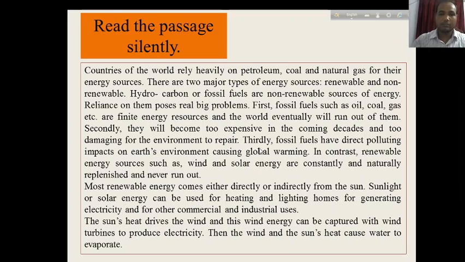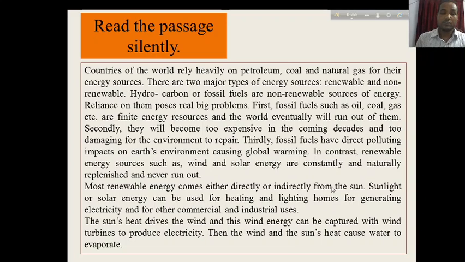In contrast, renewable energy sources such as wind and solar energy are constantly and naturally replenished and never run out. On the other hand, renewable energy sources are constantly replenished. That means they will never finish from the earth. It is unlimited and never runs out. So renewable energy sources are very essential for us. Most renewable energy comes either directly or indirectly from the sun.